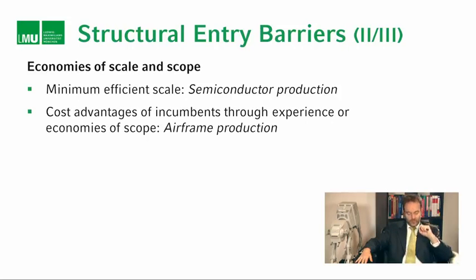There may also be cost advantages for incumbents through having gathered experience or through economies of scope. So in the case of airframe or aircraft production, we have both. Experience simply means that if you've produced a large number of planes already, then producing another one is, relatively speaking, particularly cheap. So this can even be quantified. This has been quantified some time ago. And it's been found that a doubling in the cumulative quantity produced means a reduction of 20% in the cost of production.